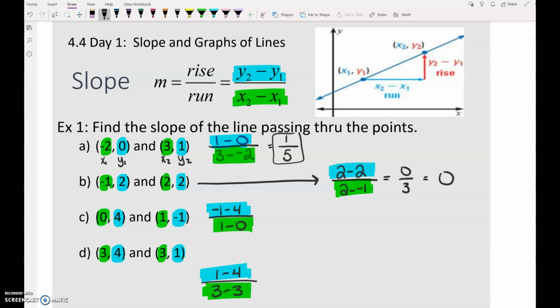Let's skip down to D. 1 minus 4 is -3. 3 minus 3 is 0. You cannot divide by 0. So the 0 can't be on the bottom. That one would be undefined.